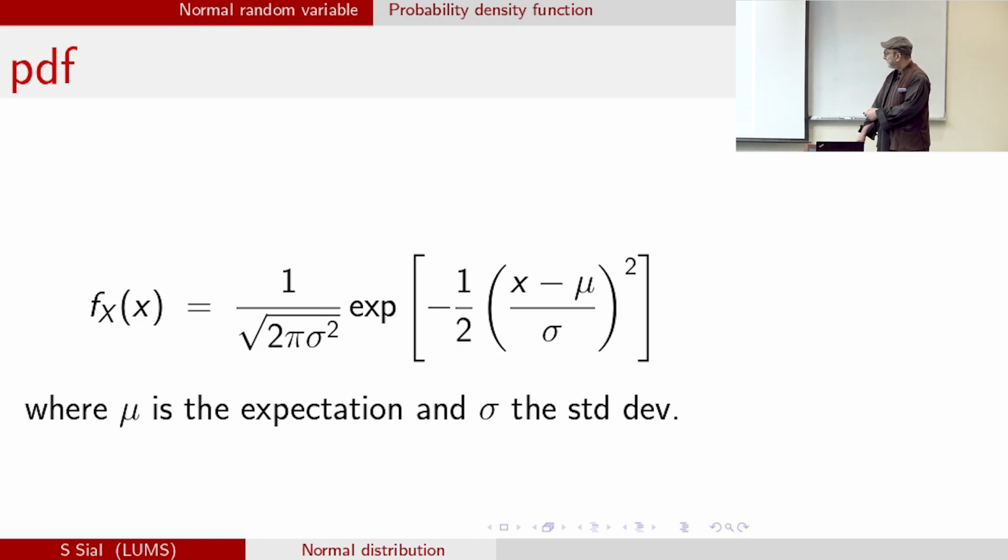Right? The PDF for x, if it's a normal random variable, is 1 over root 2 pi sigma squared, exponential minus 1/2, x minus mu over sigma all squared. Okay? Now if you calculate the expectation and the variance, it turns out that sigma would be the standard deviation and mu would be the expectation. All right?